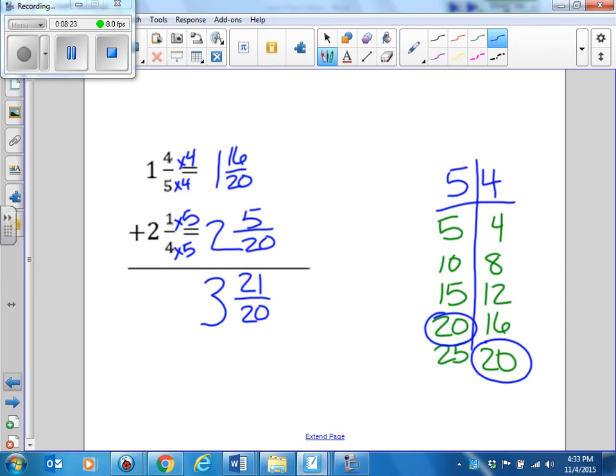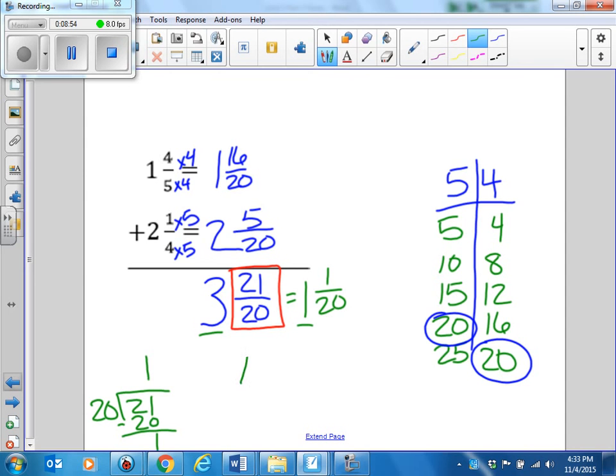So again, we have an improper fraction right here. So we need to figure out what is 21/20. So I can divide it out. 20 goes into 21 one time. 1 times 20 is 20. I subtract and I'm left with 1. So my answer is 1 and 1/20. But we need to put the 1 and 3 together. So my overall answer is 4 and 1/20. Okay? We can't just get rid of that 3.